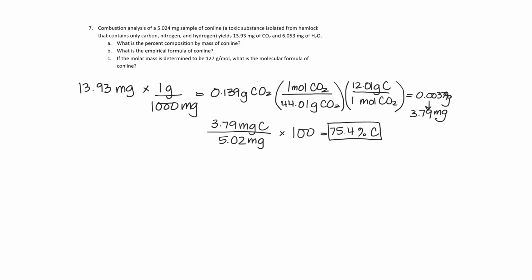Step 2 is to repeat the same process with hydrogen by finding the grams of hydrogen itself from the mass of H2O, because that is the only place where hydrogen is present in the products. We can perform this conversion using dimensional analysis as well. Knowing the molar mass of H2O is 18.02 grams, we can find the moles of H2O from the 6.035 milligrams of H2O.